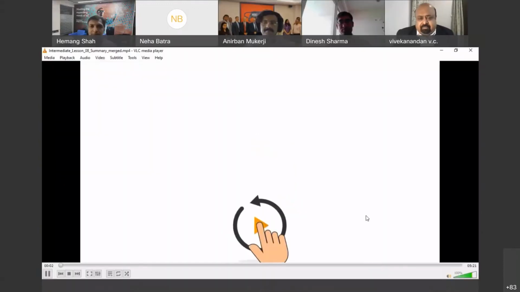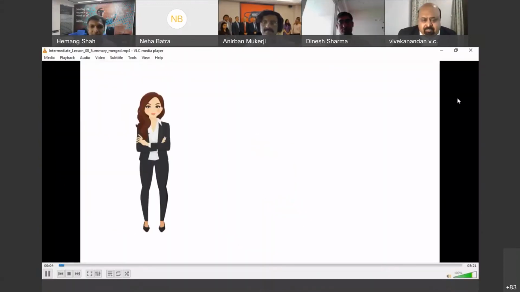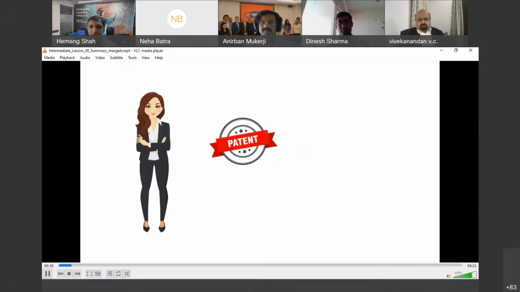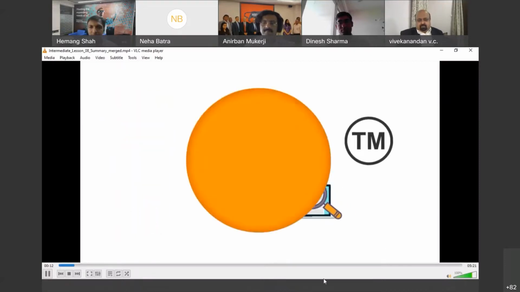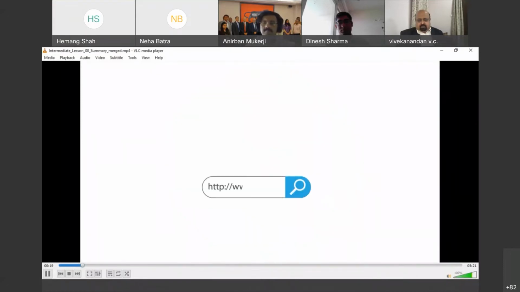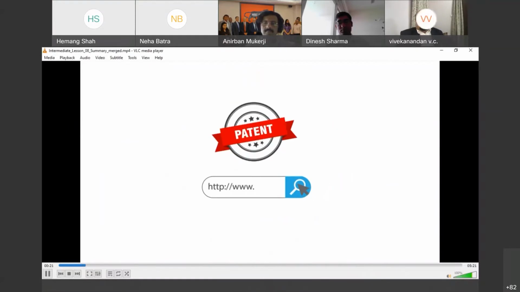A very quick recap. It is important that entrepreneurs are aware of any existing inventions or marks which may be similar to theirs. That is where patent and trademark searches come in. There are a number of patent and trademark search tools available which you can use for this purpose. Now comes the process of patent search.